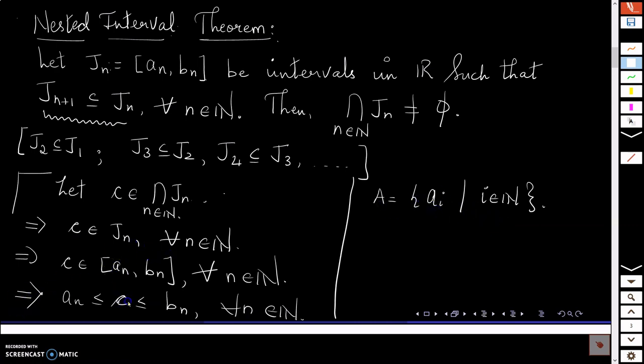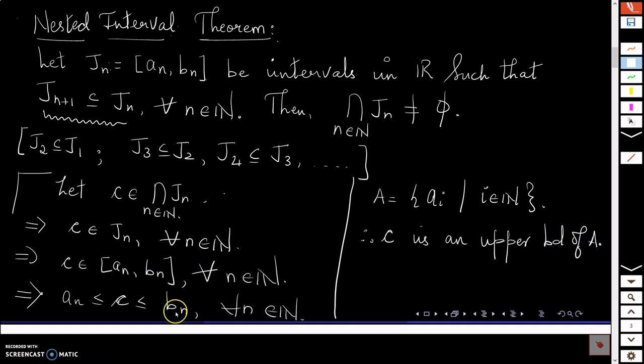Now, if you see, C is bigger than or equal to an for every n. That means C is bigger than or equal to a1, a2, a3, a4, a5, and so on. That means C is bigger than or equal to every element of the set capital A, because in capital A I have collected all these a's from here, right? So that means C is an upper bound of A, correct? C is an upper bound of A.